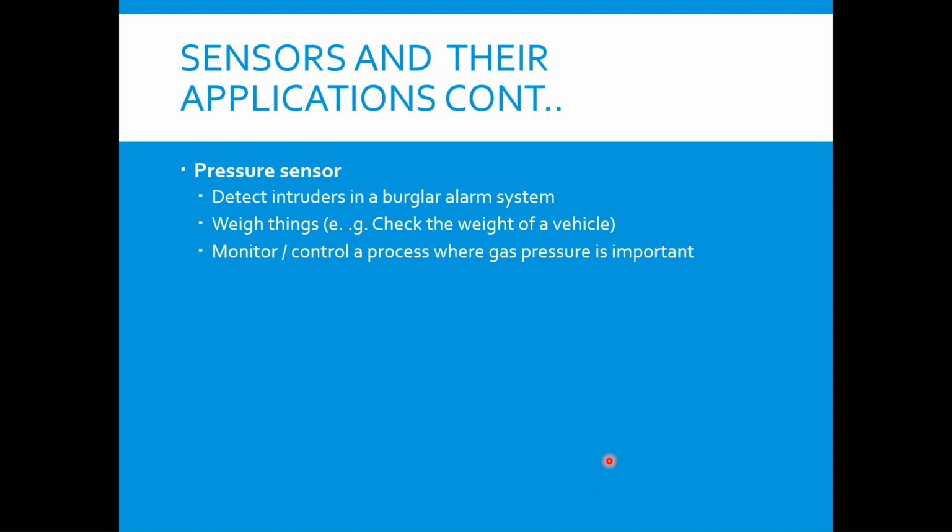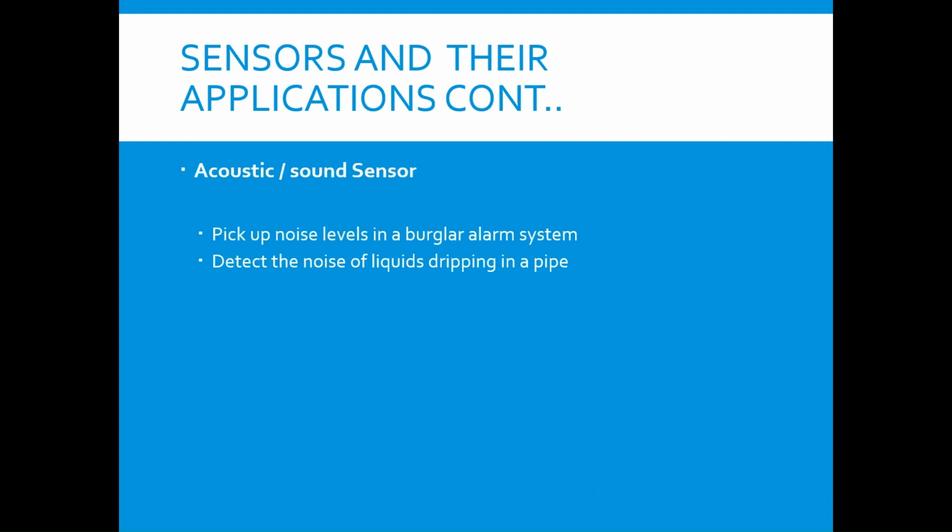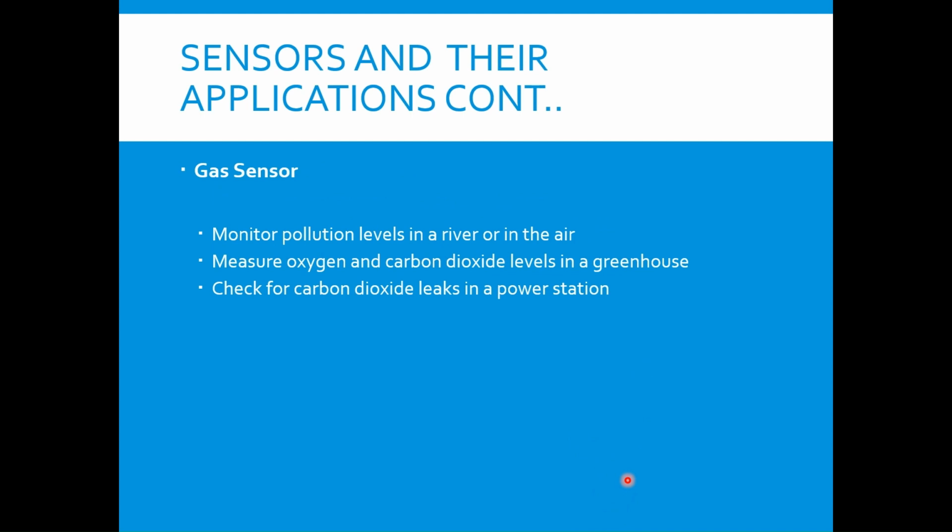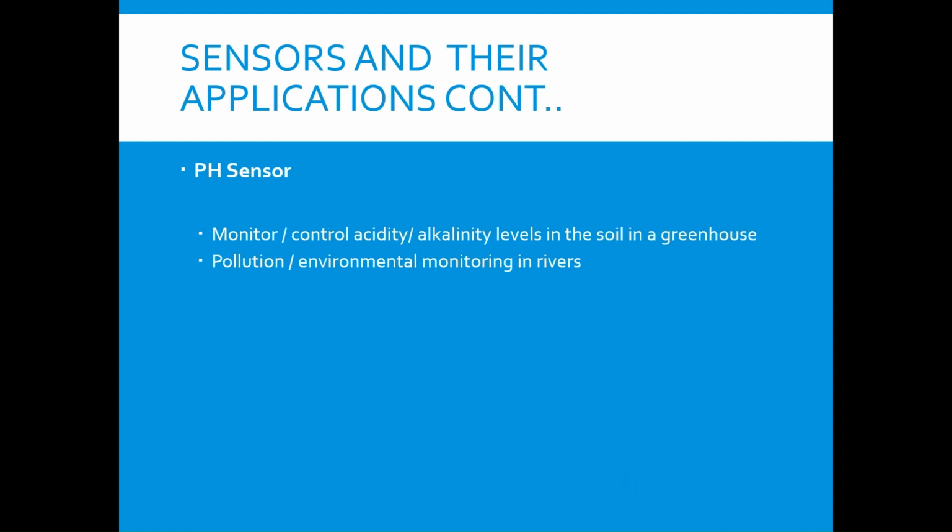Pressure sensor. Detect intruders in a burglar alarm system. Weigh things like check the wear of a vehicle. Monitor or control a process where a gas pressure is important. Acoustic or sound sensor. Pick up noise levels in a burglar alarm system. Detect the noise of liquids dripping in a pipe. Gas sensor. Monitor pollution levels in a river or in the air. Measure oxygen and carbon dioxide levels in a greenhouse. Check for carbon dioxide leaks in the power station.